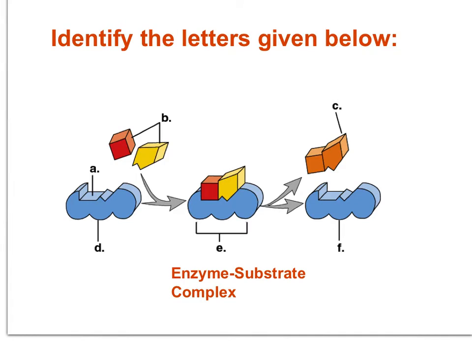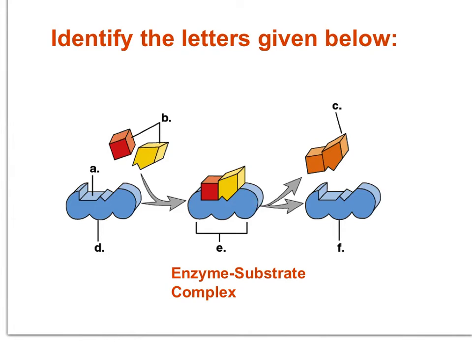Here's a chance to review or practice what you know. Correctly identify the lettered structures in the diagram. A is the active site of the enzyme, letter D. B would be the substrate, substrates plural, about to enter the active site. You can see the enzyme substrate complex at E.